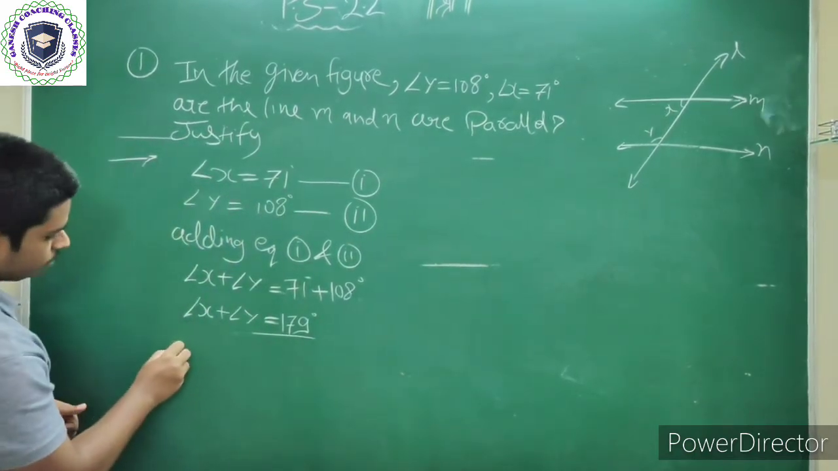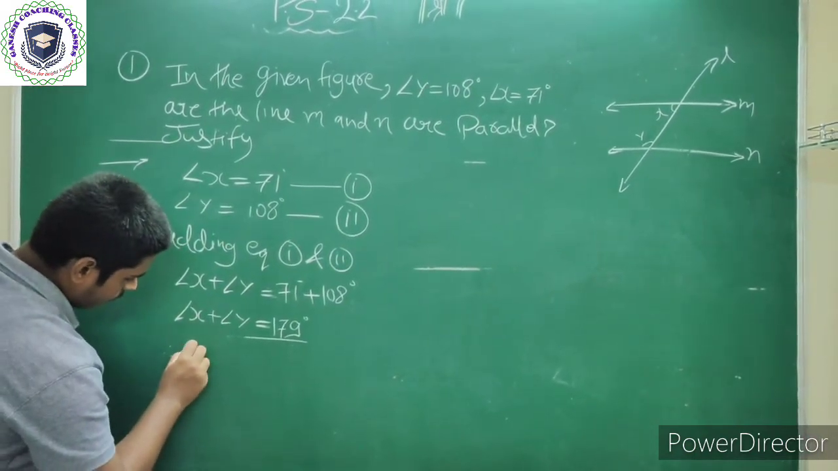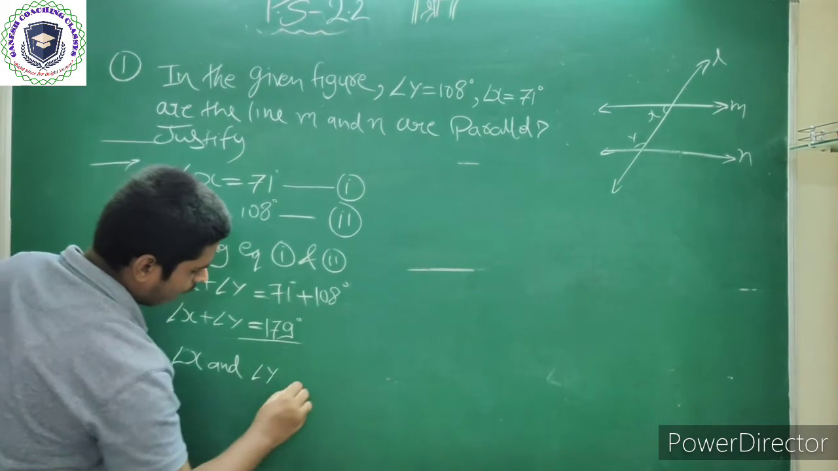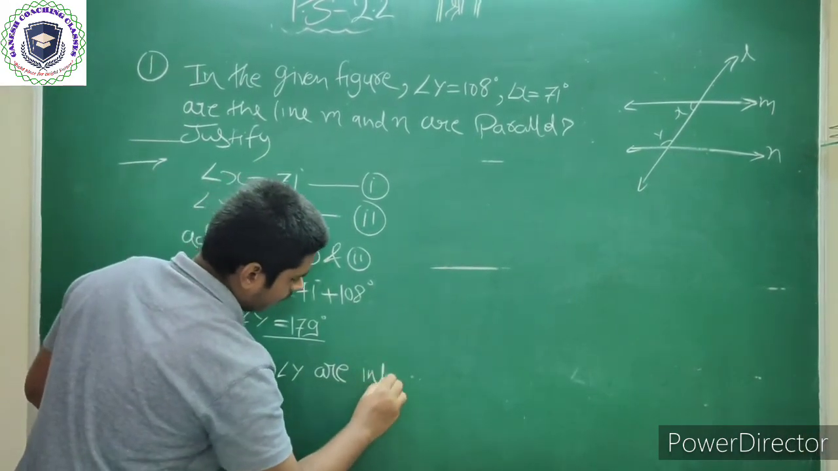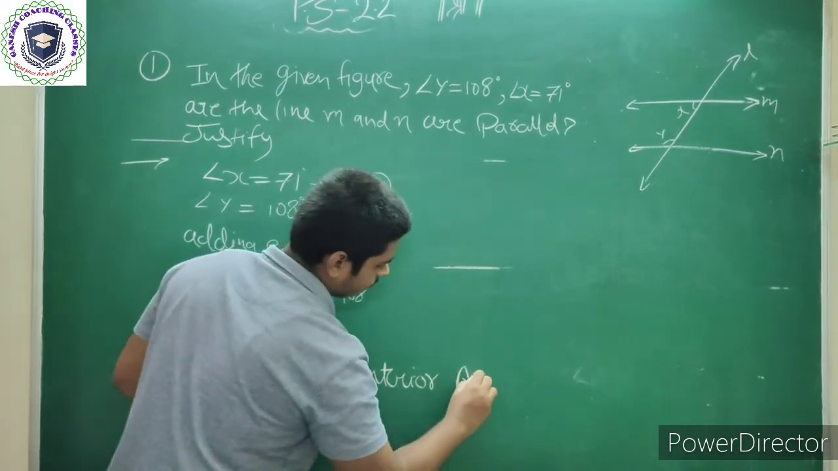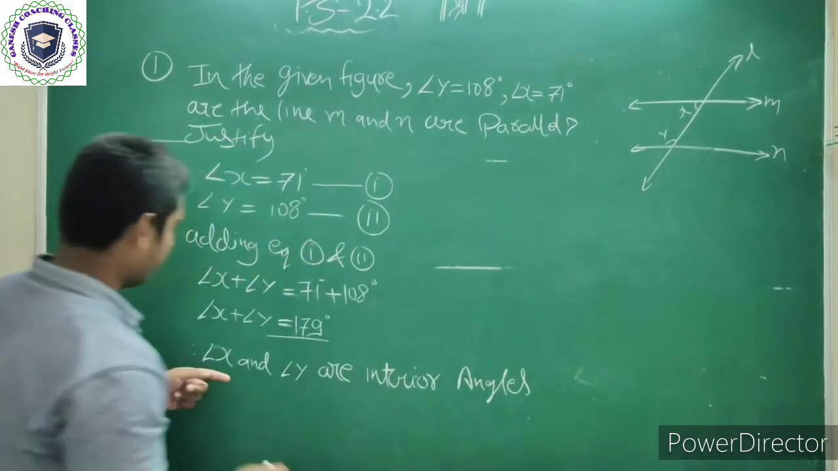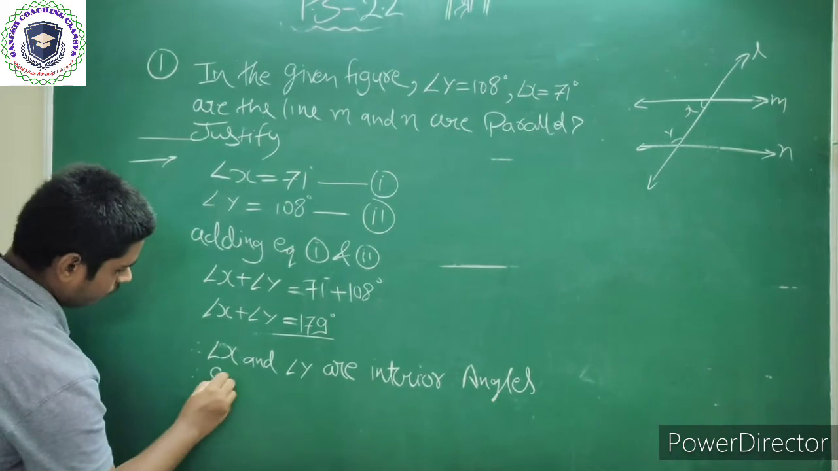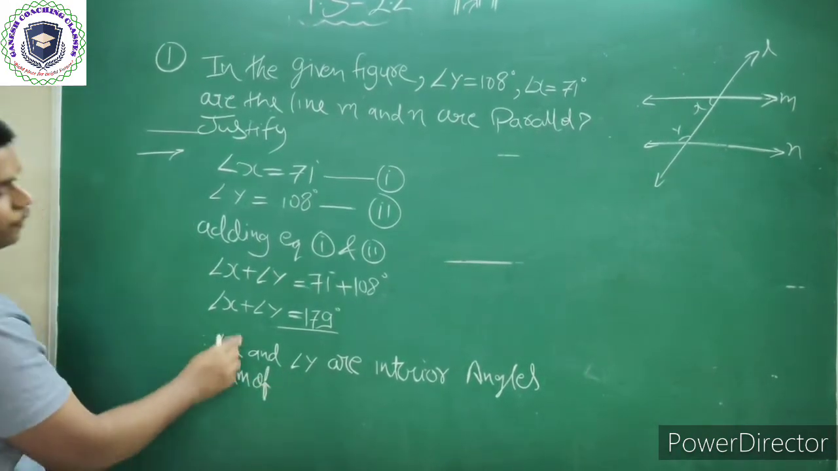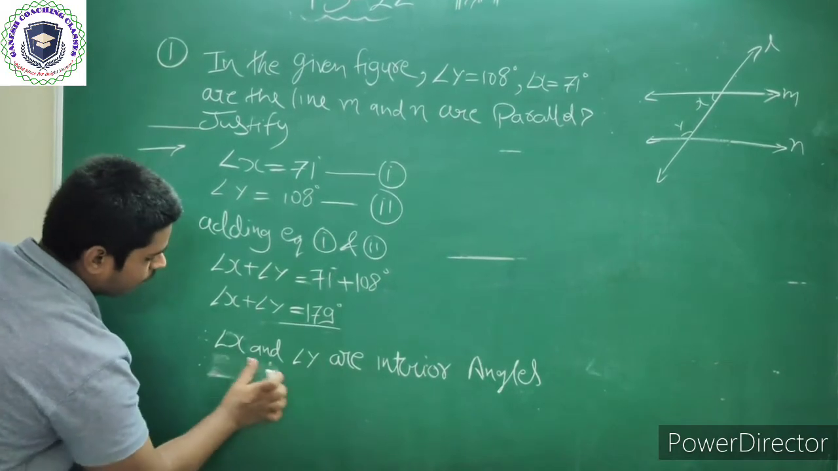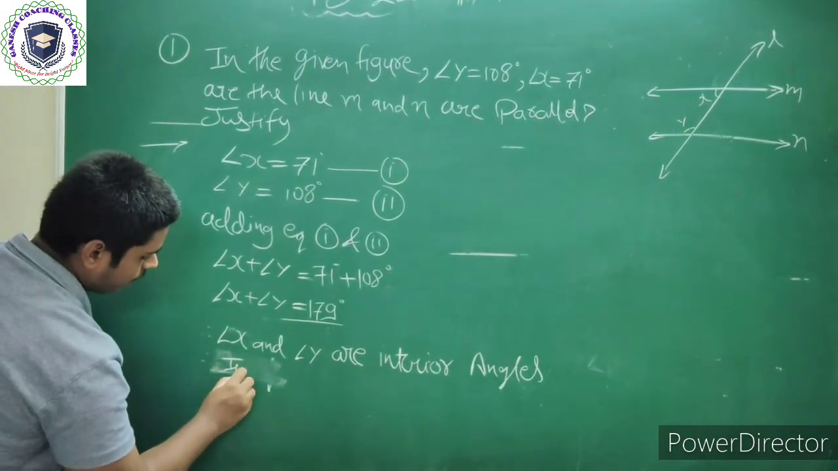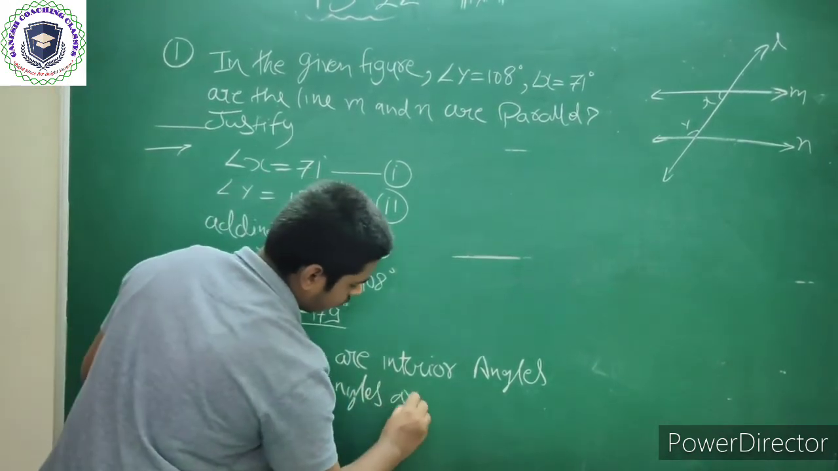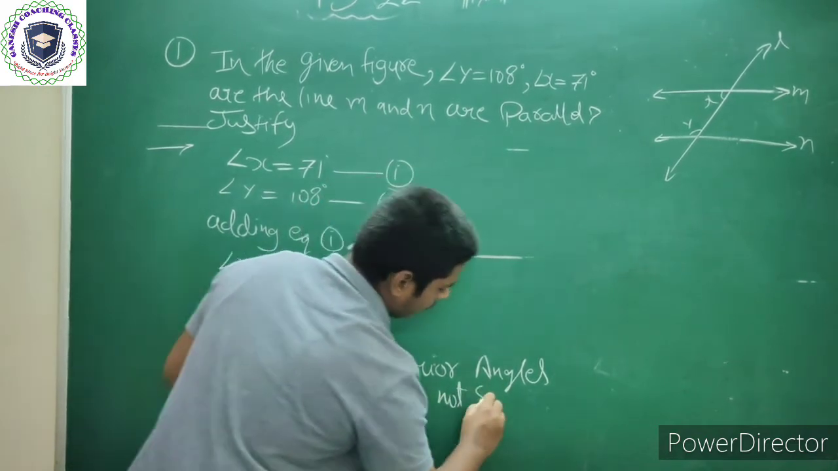So here we will write: angle x and angle y are interior angles, and the sum of the measures of interior angles x and y is not 180 degree. So the interior angles are not supplementary.